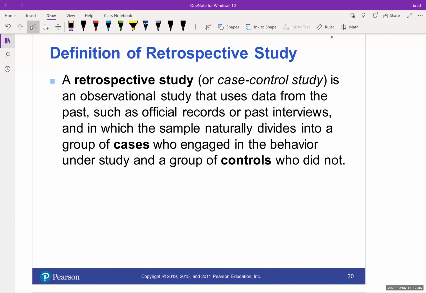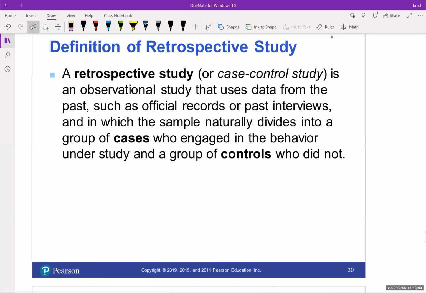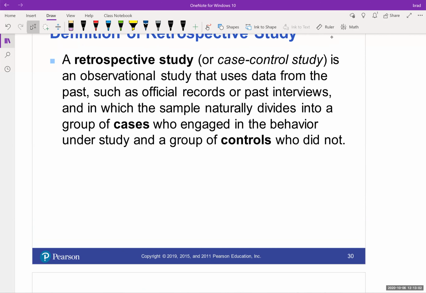So a retrospective study is an observational study that uses data from the past, such as official records or past interviews, in which case the sample naturally divides into a group of cases who engaged in the behavior under study and a group of controls who did not. I'm not going to go too much into this, but a retrospective study basically is saying that the data is already there and you're going to go back and look at it. You weren't the actual person. They might do this for water purification, or levels of rainfall, they might look at the data over the last 20 years and gather all that data. So that's a case of a retrospective study.